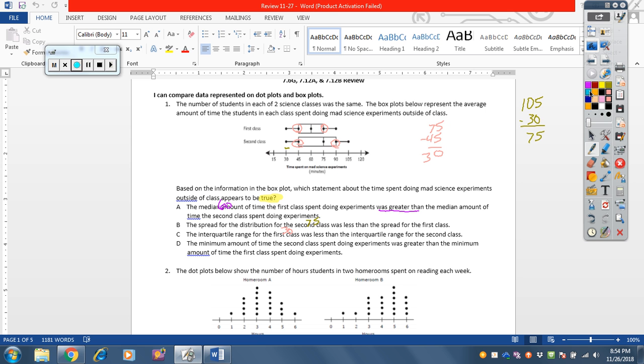And D says the minimum amount of time the second class spent, minimum is the smallest amount, is greater than the minimum amount of time the first class spent. So this is the first class minimum. Which one's greater? Is D true?